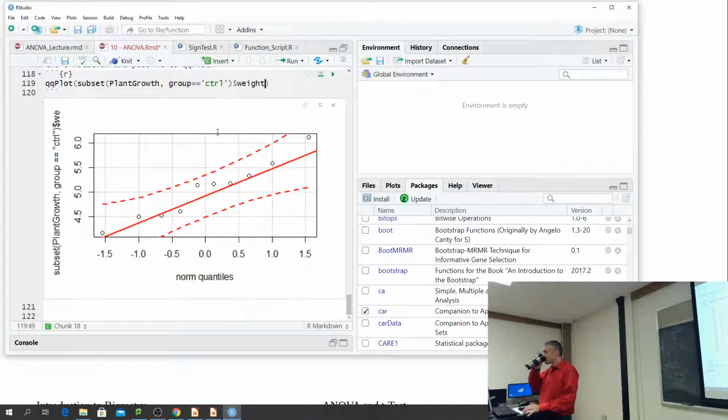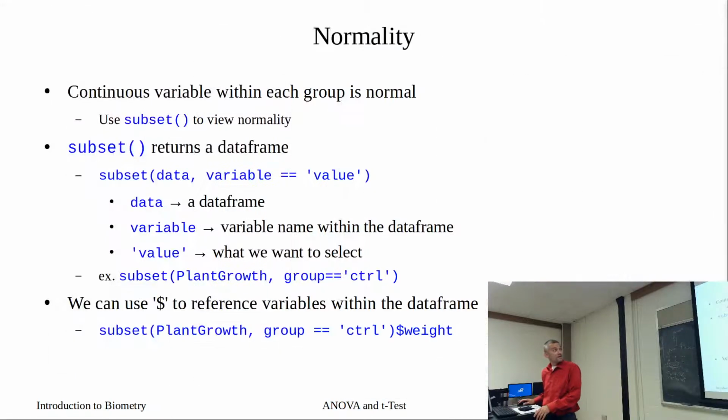So let me move that. Move this far off to the side.